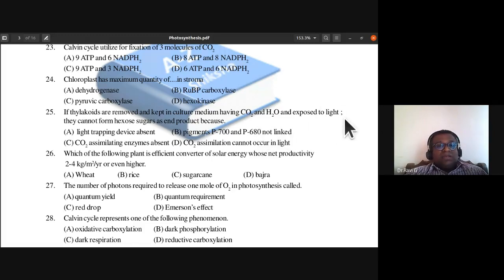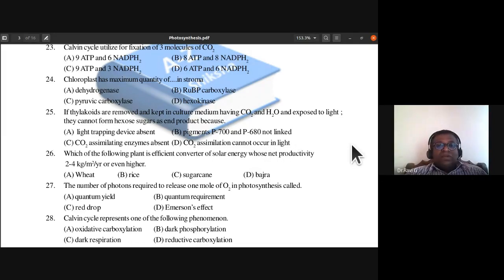exposed to light. So if thylakoids are removed and kept in a culture medium having carbon dioxide and water and exposed to light, they cannot form sugars as end product because the light trapping device is absent, pigments P700 and P680 are not linked, and carbon dioxide assimilating enzymes are absent. Carbon dioxide assimilation cannot occur in light.